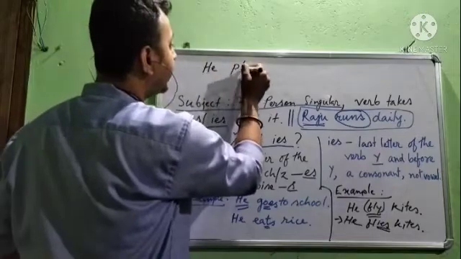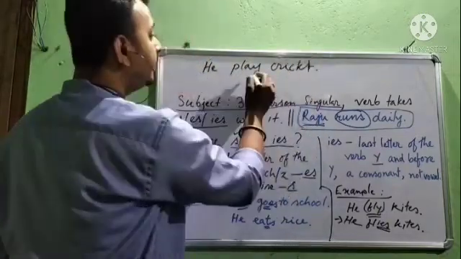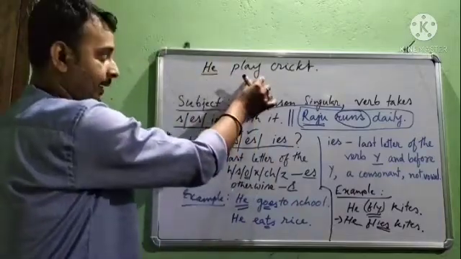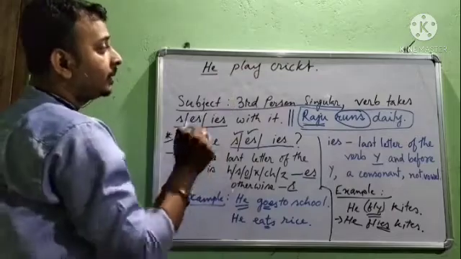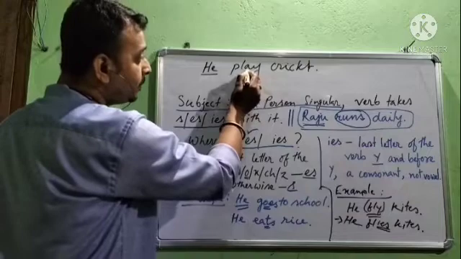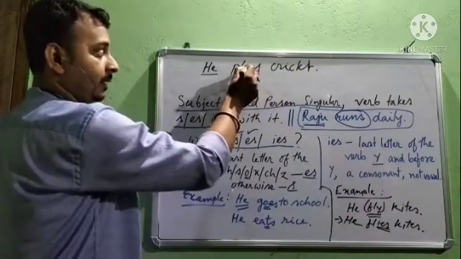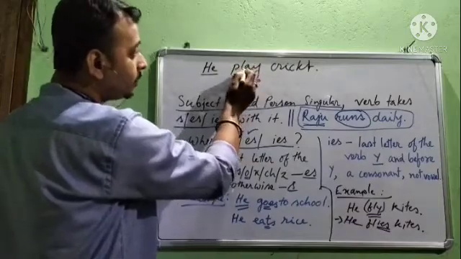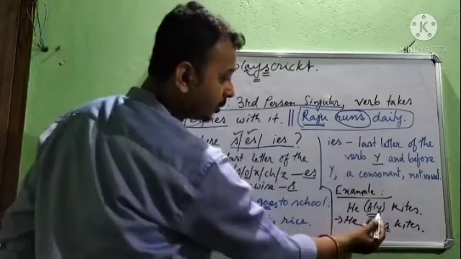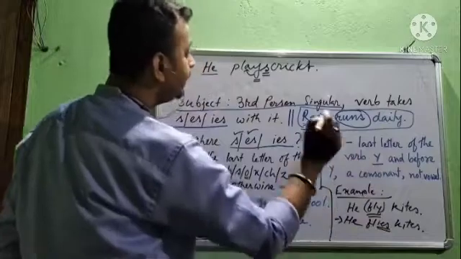He play cricket. This one. Here it is also simple present tense, subject third person singular, so the verb will take S or ES. But here the last letter is also Y. But the letter before Y is not a vowel, not a consonant. Sorry, it's a vowel. So if there is a vowel before Y, then it will take S. And if there is a consonant before Y, L is a consonant, so it will be replaced with IES.